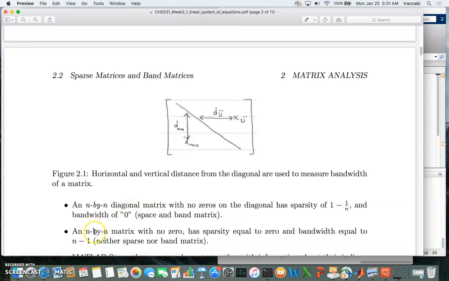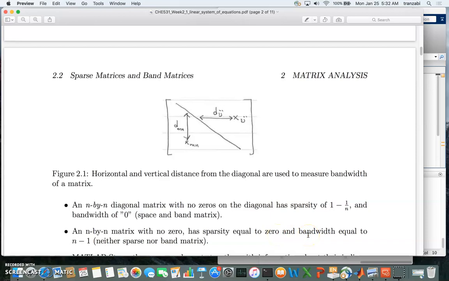However, if in the n by n matrix, in other words, if all of the elements in the n by n matrix are non-zero, then the density of that matrix is 1, because the number of non-zeros is n squared, divided by the total number of elements in the matrix, which is again n squared, so you get a density of 1. Then the sparsity is going to be 1 minus 1, which is 0. So sparsity is 0. And what is the bandwidth?